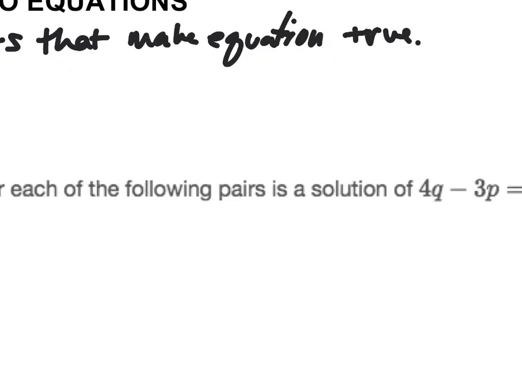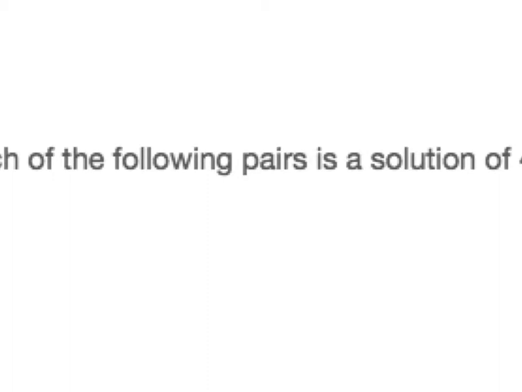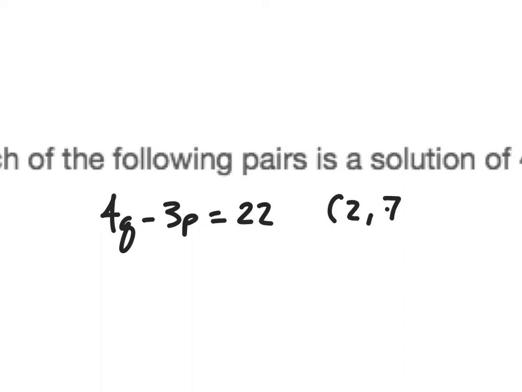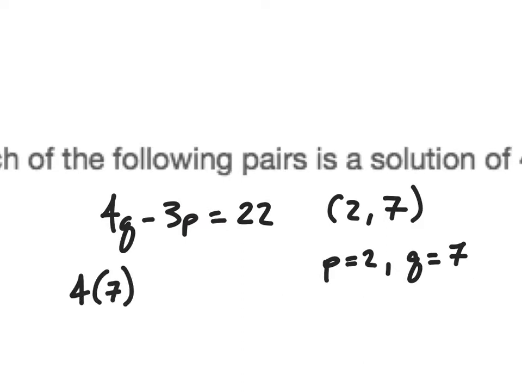So if I write out my equation, let me zoom in here: 4Q minus 3P is equal to 22, and we've got the point 2, 7. What I know is this: P in this point is equal to 2, and Q is equal to 7. I'm going to take these numbers and plug them into this equation. So I've got 4 times 7 minus 3 times 2. And I want to know, is this going to give me 22?